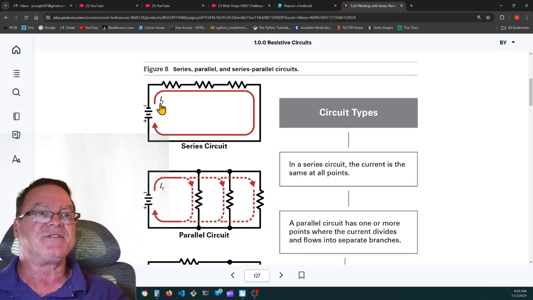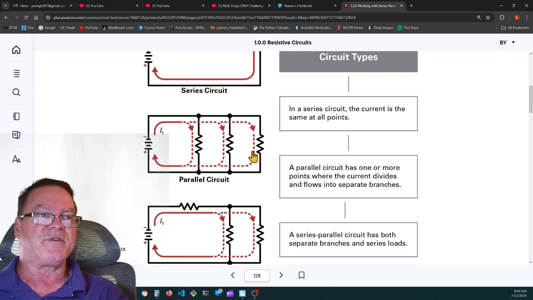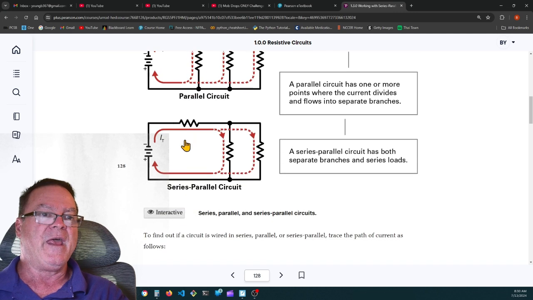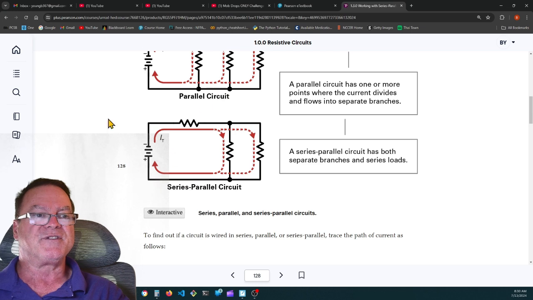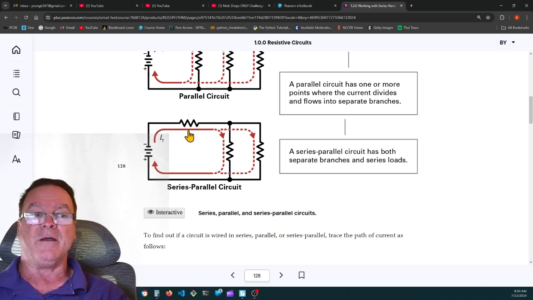So here's a series circuit. It has 3 resistors in series. Here's a parallel circuit with 3 resistors in parallel. Here's a combination circuit that has a series resistor and 2 parallel resistors. So in order to solve this, you'd have to solve the parallel resistors first and get an equivalent resistance of those 2 parallel resistors. Then you would add them to the value of the series resistor, because that series resistor is in series with these 2 parallel resistors.